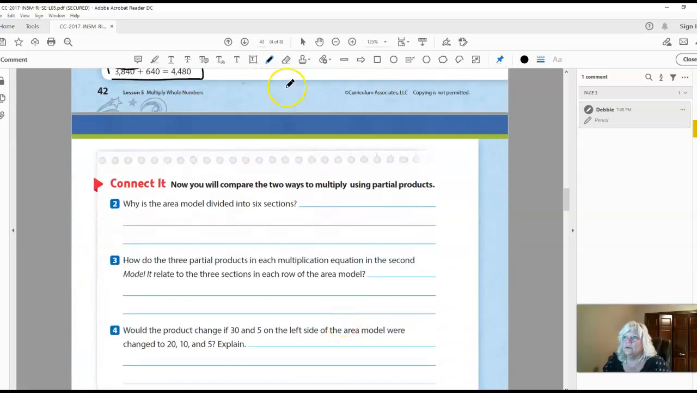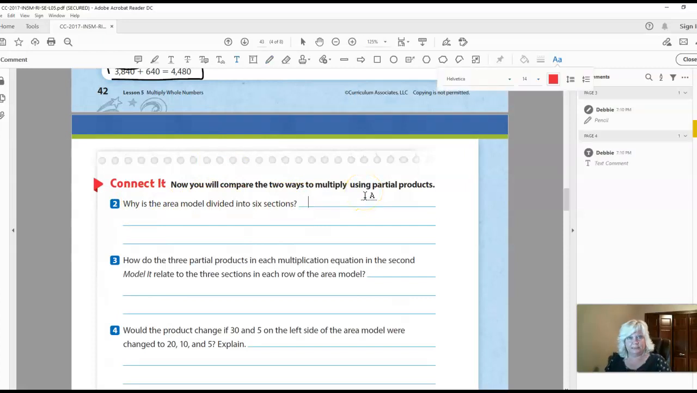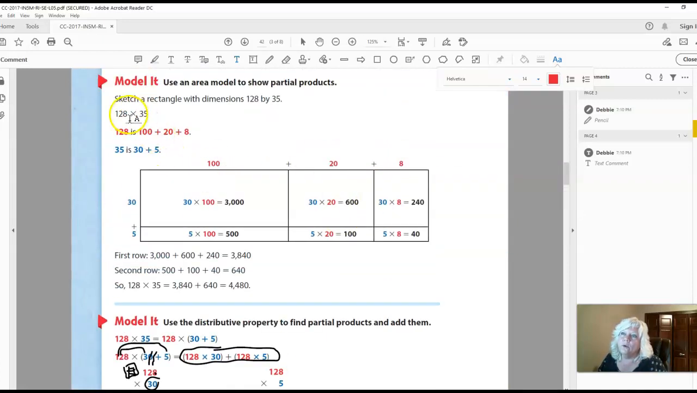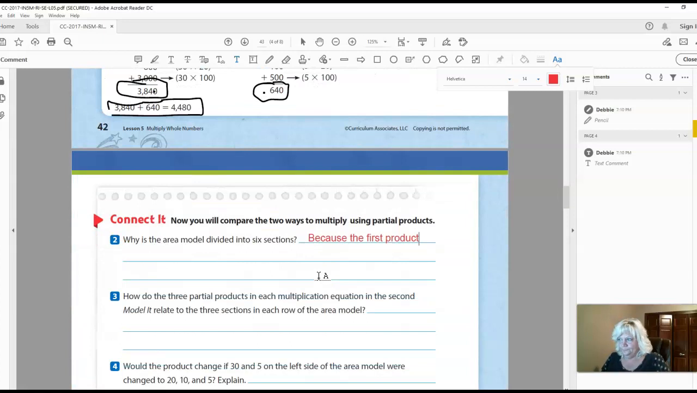Right, now let's see, what do we have to answer down here? It says, why is the area modeled into 6 sections? Well, if you think about it, it's because the first product, which was, I think, 128. Let me go back up. 128. The first product, 128, has 3 numbers. And the second product has 2 numbers.